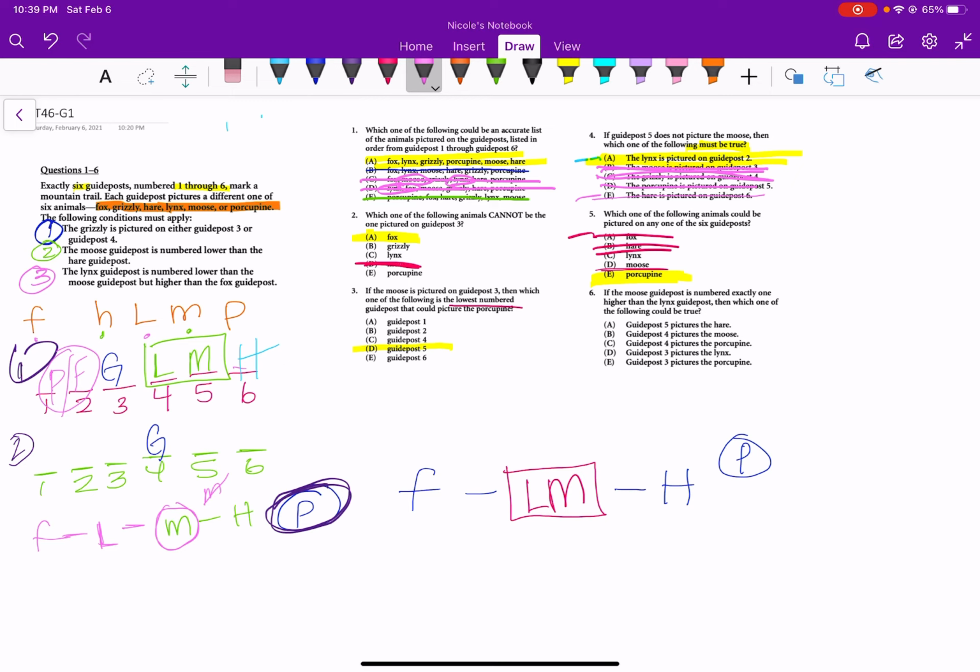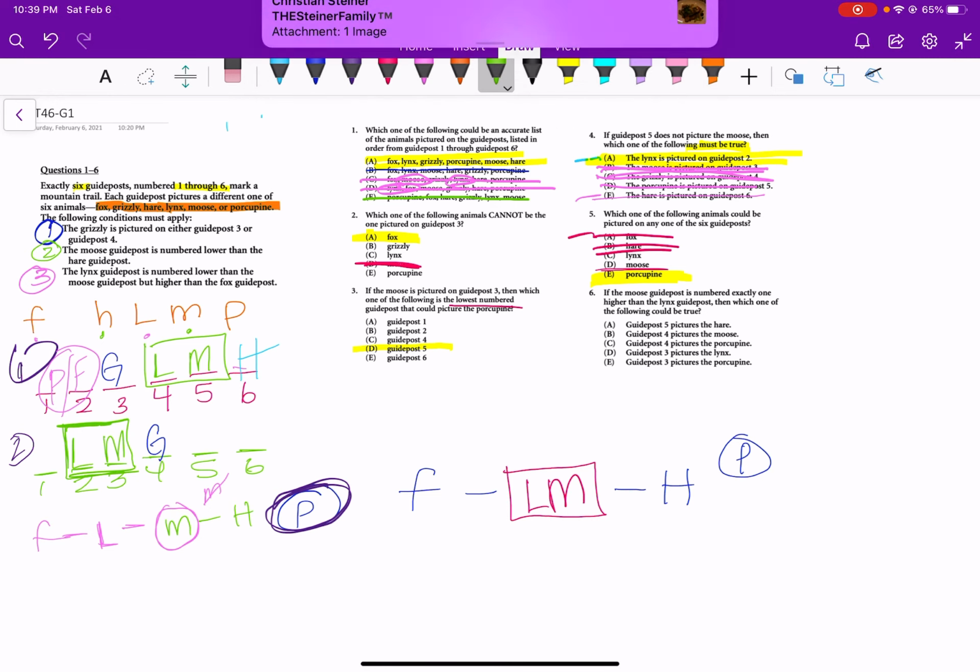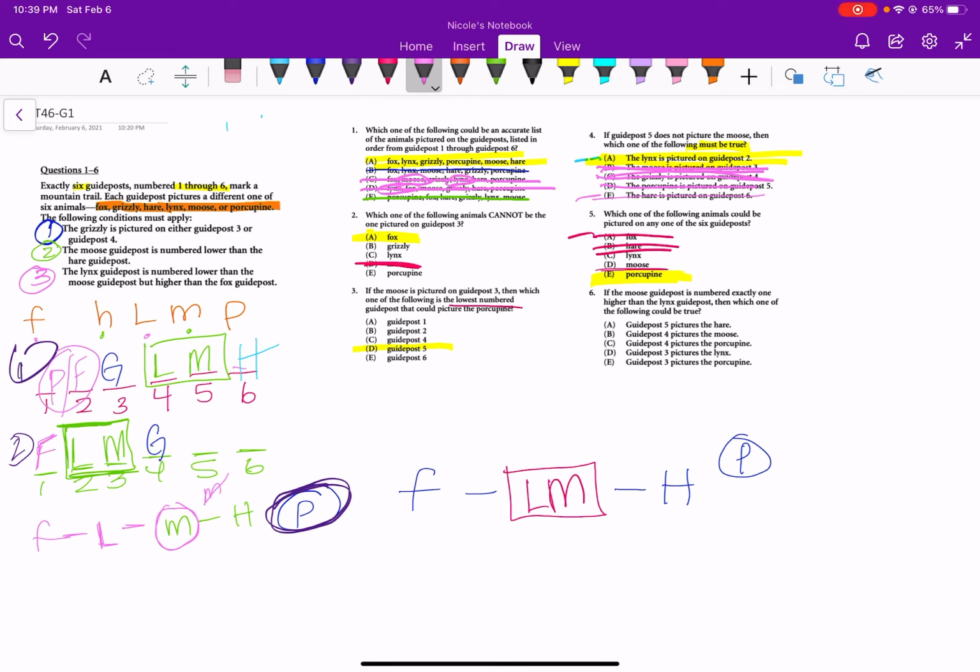Now in world number 2, our L and M can actually go in 1 and 2. But if this happens, what else do we know? We know that F would have to be first because F has to go before L. And then P and H could be either or in the back. So we could just have P and H back here. Doesn't matter which way. So this is saying which of the following could be true, so just what could happen.